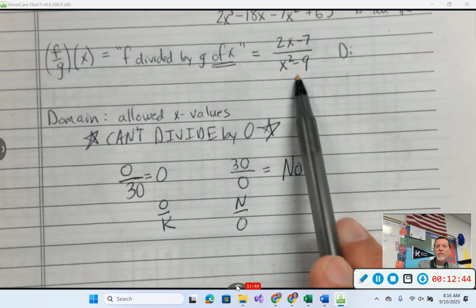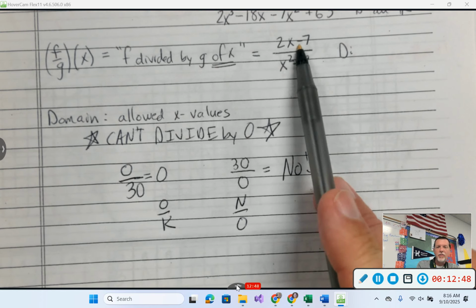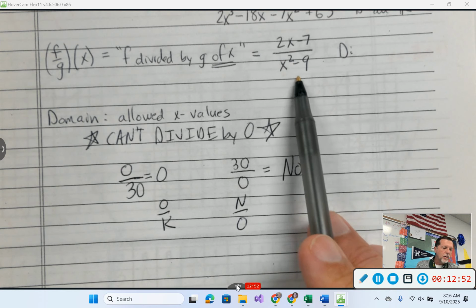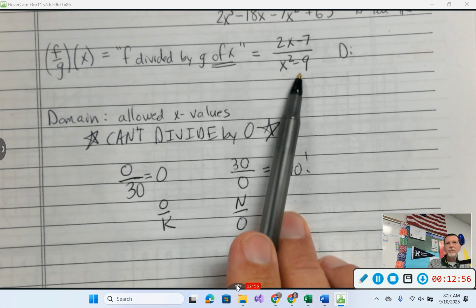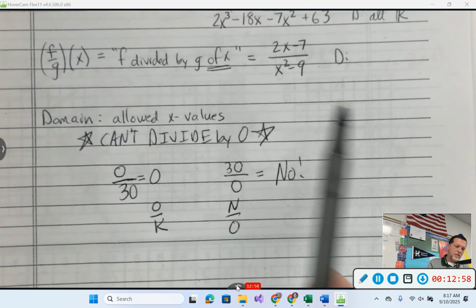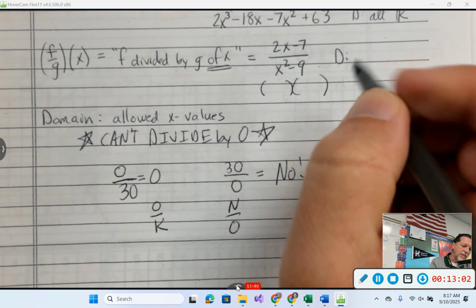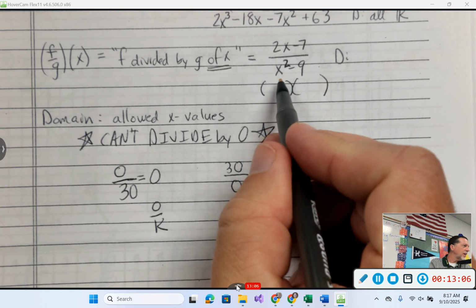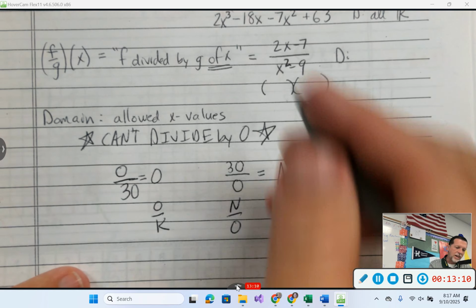Okay, so back to this problem. I don't really care about the top. The top can be 0, the top can be anything. But I can't divide by 0, so what values of x would make the bottom 0? And I'm going to factor it to help me find these out. Like 9 would be okay, because 9 squared is 81. 81 minus 9 is not 0, so it's fine.